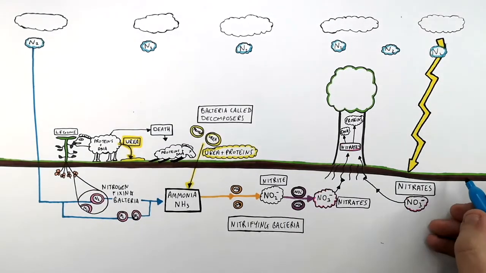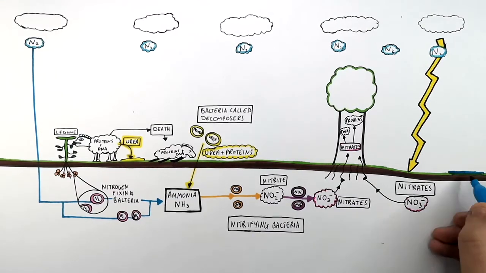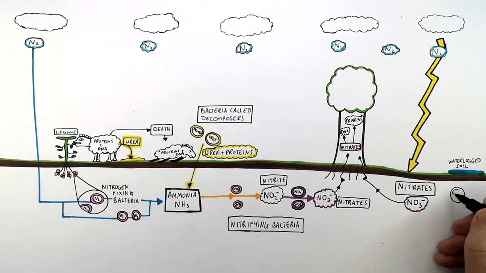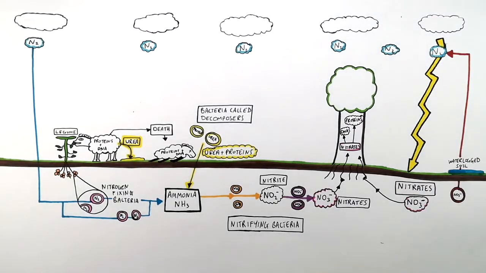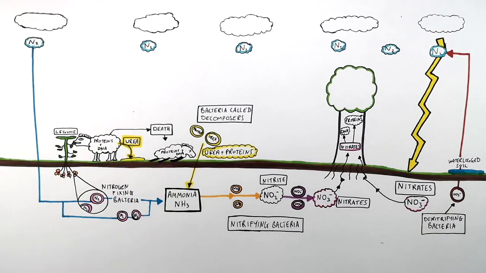So there's one last type of bacteria that we're going to talk about, and they are denitrifying bacteria. If you've got waterlogged soil, these denitrifying bacteria are going to convert nitrates in the soil back into nitrogen. They're not very useful for living plants because they reduce the nitrate concentration in the soil by converting nitrates back into nitrogen gas. These are denitrifying bacteria. This here is the nitrogen cycle.